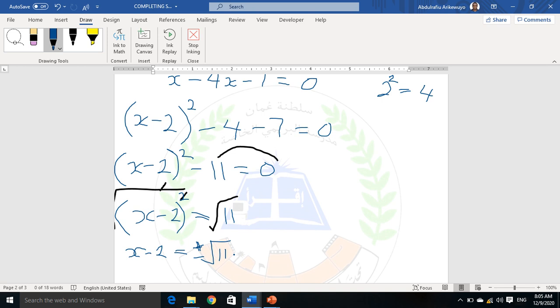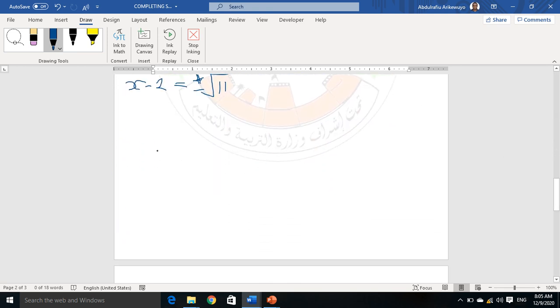So as you can see, use your calculator, find square root of 11. That's 3.31. Okay, so I have my x minus 2 is equal to plus or minus 3.31. Good. I hope you can see.